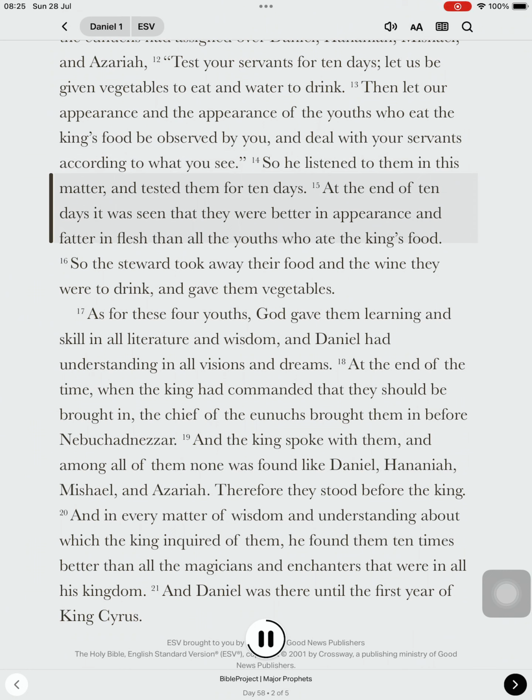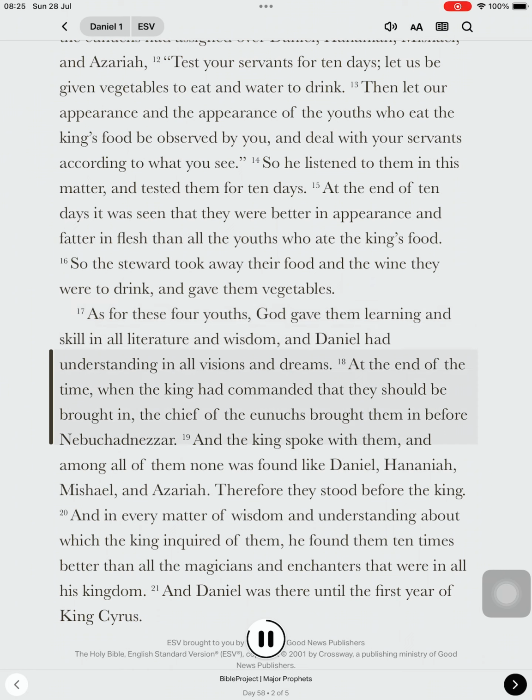At the end of 10 days it was seen that they were better in appearance and fatter in flesh than all the youths who ate the king's food. So the steward took away their food and the wine they were to drink, and gave them vegetables. As for these 4 youths, God gave them learning and skill in all literature and wisdom, and Daniel had understanding in all visions and dreams.